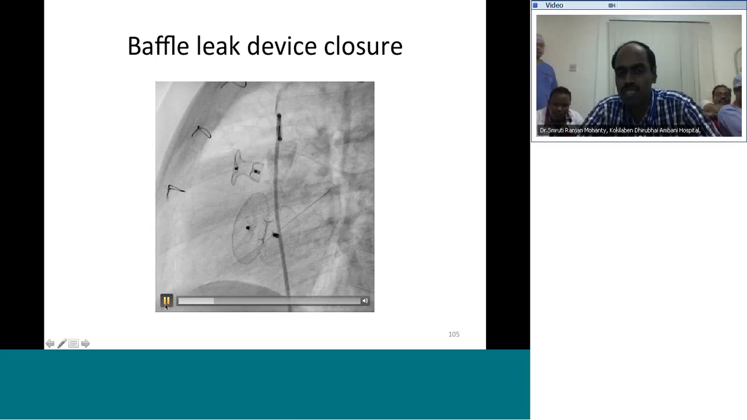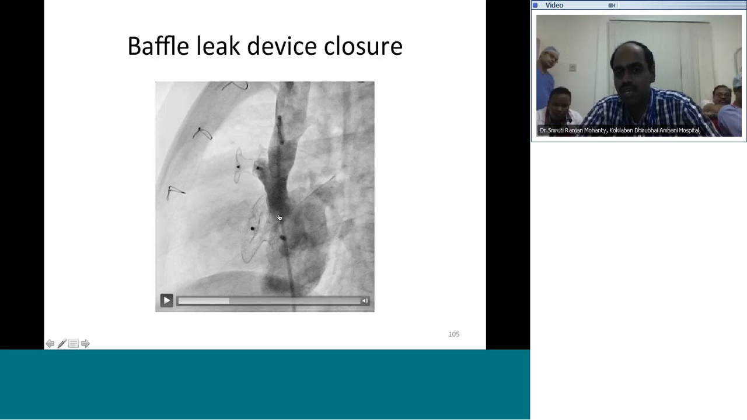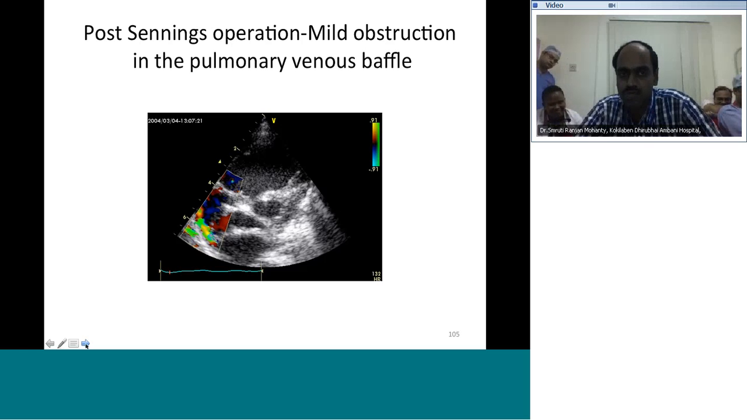I will again freeze it when the contrast is filling. Now you see, there was a baffle leak here which is closed by this device. There was a baffle leak here that was closed by this device. So this is Senning baffle leak device closure.